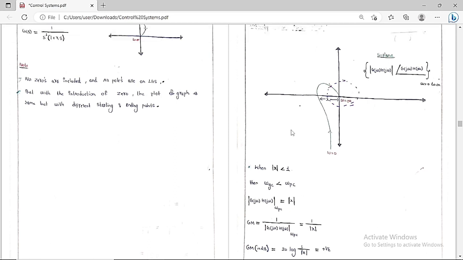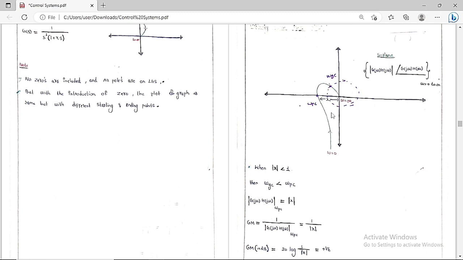Now let me show the gain crossover frequency. Gain crossover frequency is the frequency at which the magnitude of G of s, H of s is equal to 1. So this frequency is called the gain crossover frequency. And what is the phase crossover frequency? Phase crossover frequency is the frequency at which the phase angle of G of s, H of s is equal to minus 180 degree. So this is nothing but omega PC.